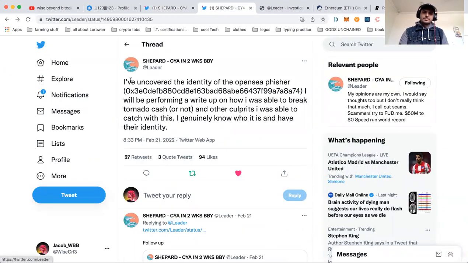He uncovered the identity of the OpenSea phisher, and he was talking about how he was able to break Tornado Cash. Basically a how-to for breaking the encryption of Tornado Cash and what exactly he did. And it's really interesting. It's super, super interesting.